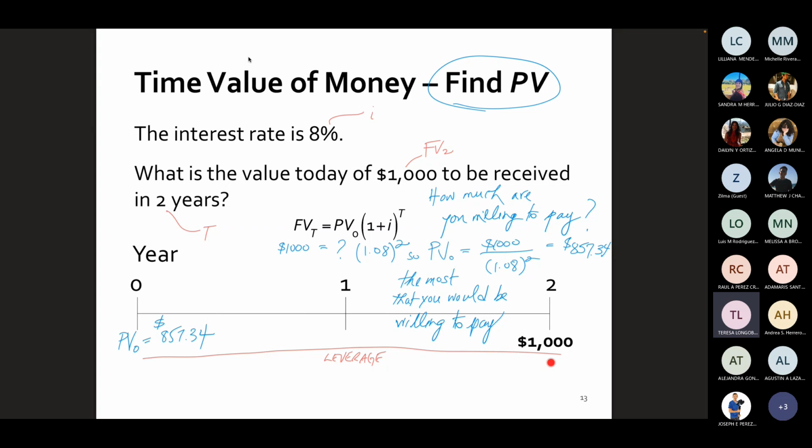So I can use that as leverage. I can say, well, since I'm getting 1,000 in 2 years, and I know that 8% is my interest rate, then I could borrow against the fact that I'm going to have $1,000 in 2 years. How much can I borrow?